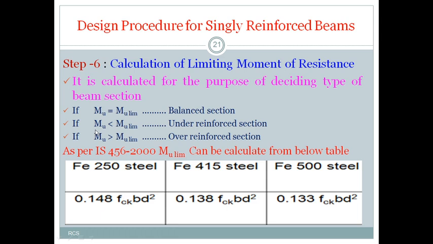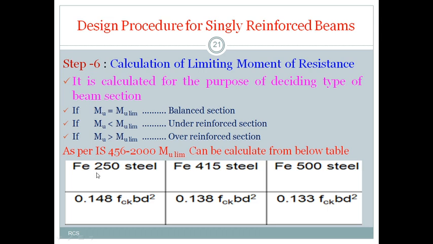Similarly, if the factored bending moment is less than the limiting moment of resistance, this section comes under an under-reinforced section. Finally, if the factored bending moment is greater than the limiting moment of resistance, this is defined as an over-reinforced section. We have ready-made formulas for calculating the limiting moment of resistance for different grades of steel, as per IS 456-2000. The limiting moment of resistance can be calculated from the following table.